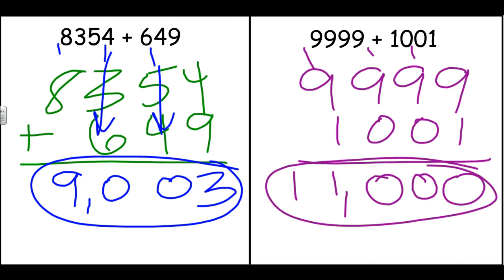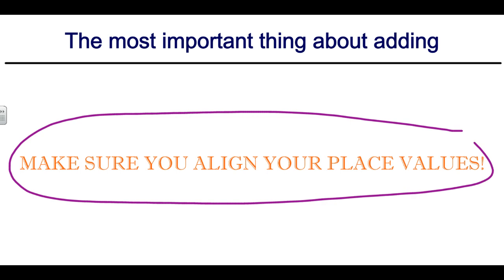So again, when we add, the most important thing that we can do is line up our place values, or as we said, make sure your place values are aligned. And then we just follow our standard addition algorithm, adding the ones together, the tens, the hundreds, etc. Or starting all the way at the smallest decimal place value if we have decimals.